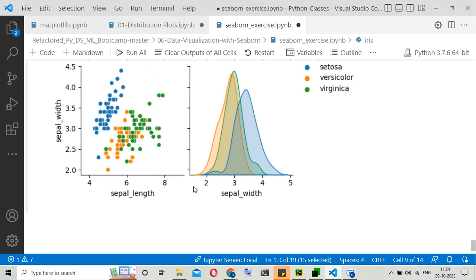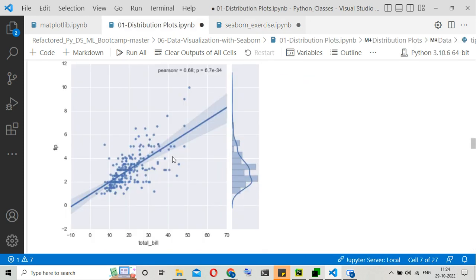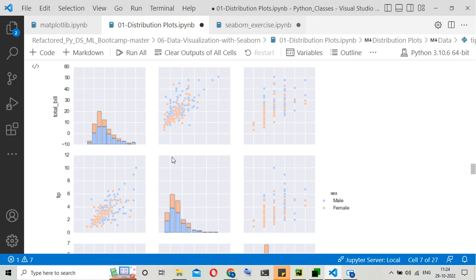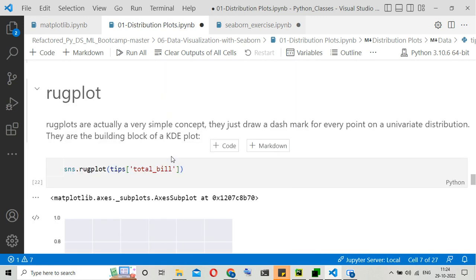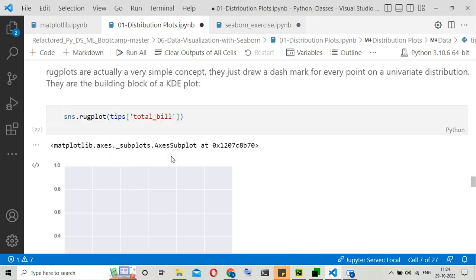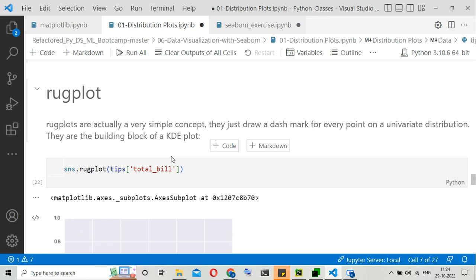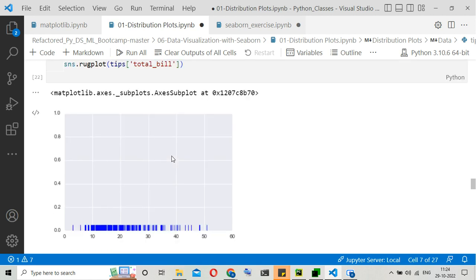So these are some plots. In this example they have pair plots. We just did a regression plot. This one is a very simple concept: just draw dashes for the univariate distribution. Instead of a bar graph, this is like a barcode, showing how the different percentages are distributed.